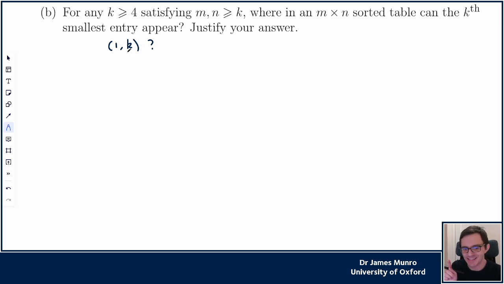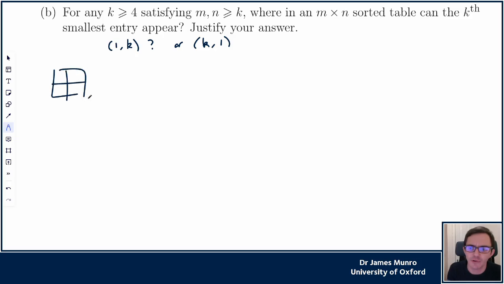Wait until you get to the kth biggest number. Everything else could be enormous, much bigger than that. Similarly, you could go down the first column until you find the kth thing there. That could be the kth biggest thing, because everything else could just be 100 times bigger than the thing to its left. So these are possibilities. I think there are some more though.